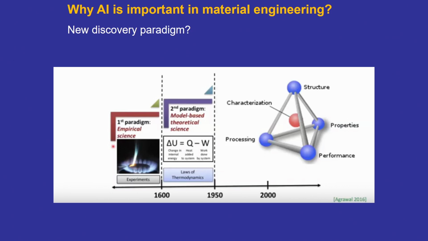What is the new discovery paradigm? Thanks to AI and ML, what can happen? First, before 1600. Why do you call it 1600? Because that is the time of Isaac Newton. The paradigm was empirical. Empirical means we know some connections, relationships between variables, but they are all empirical, not based on scientific thoughts.